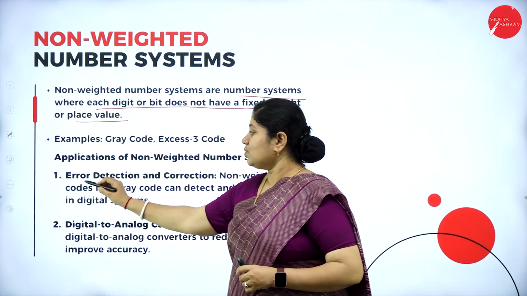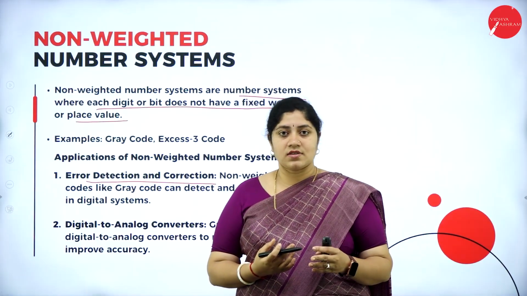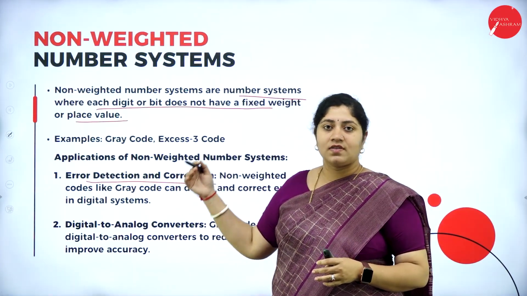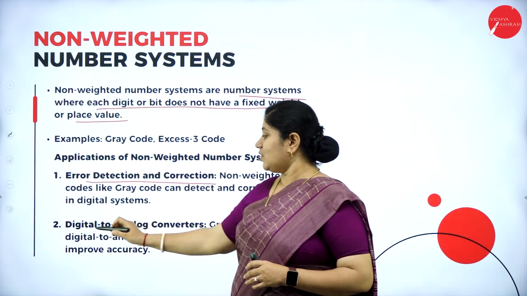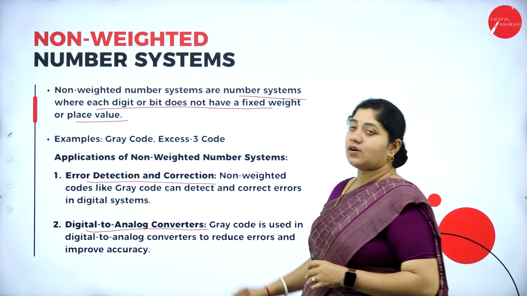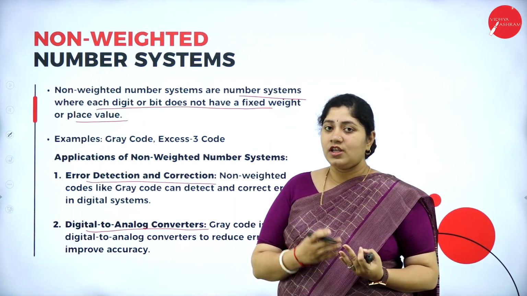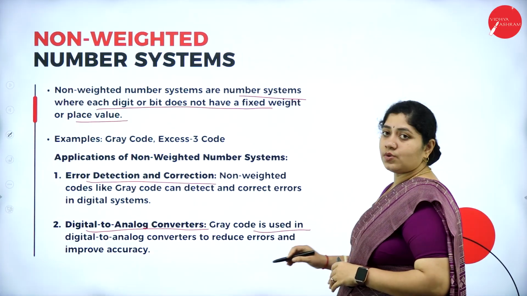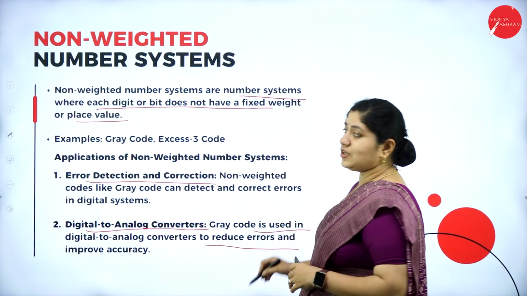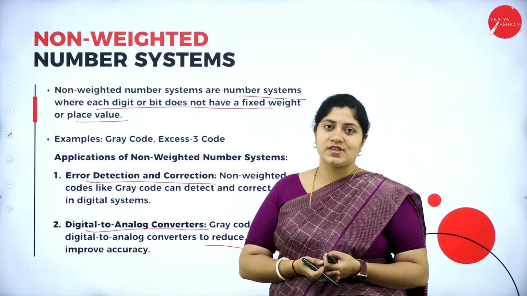It is used for error detection and correction. If any errors are there, then we can correct them by using these non-weighted codes. And the next one is digital to analog converters, which we call a DAC. Yes, absolutely. In this conversion technique, gray code is used. So why is it used? In order to reduce the errors and improve the efficiency.